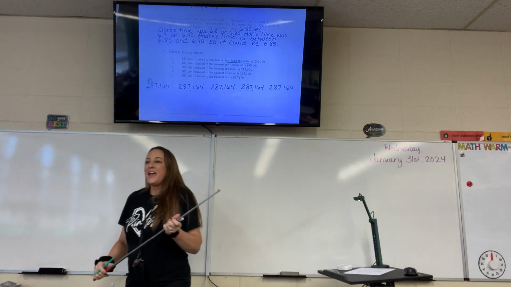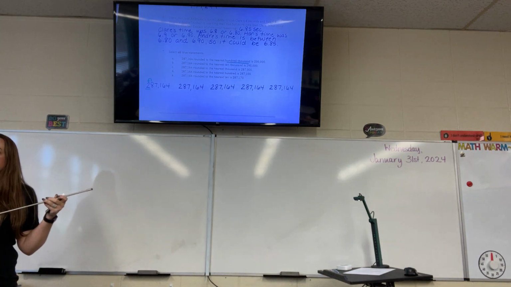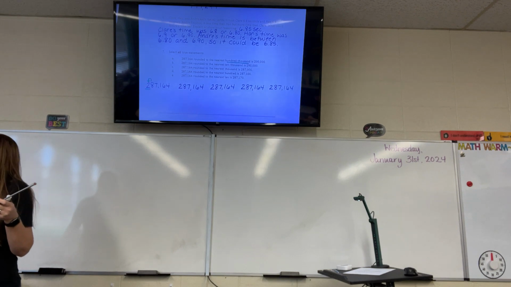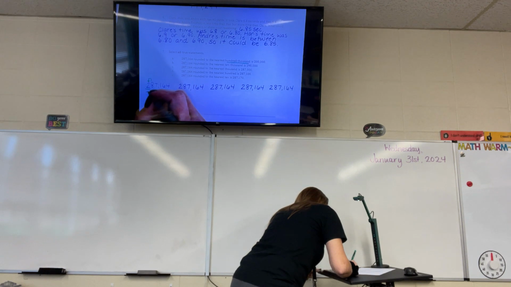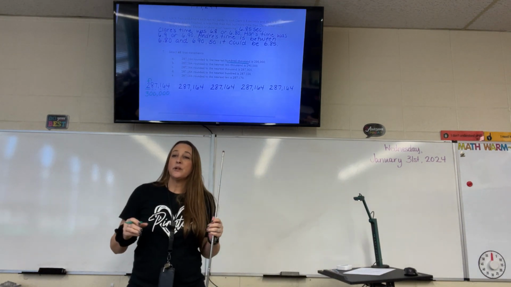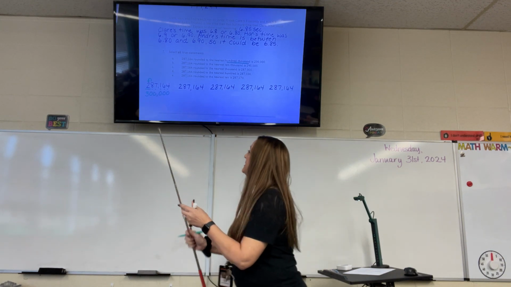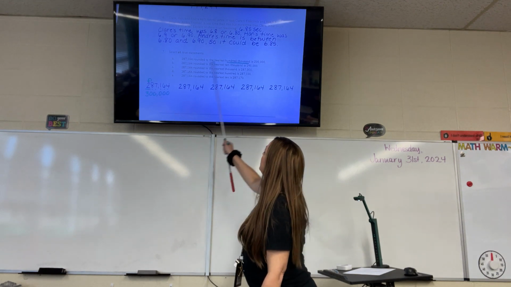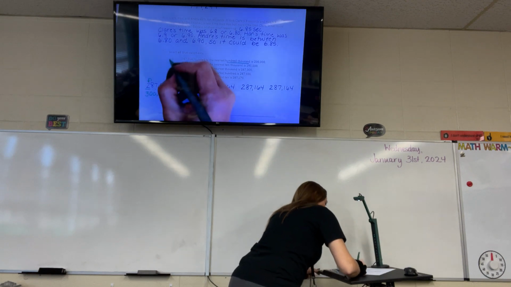What does a boss of 8 tell the number to do? Allie? Go up by 1. So what is 1 more than 2? 3. Now I'm going to put dots under these 5 numbers because all 5 of them turn into zeros. So that means 287,164 rounded to the nearest 100,000 equals 300,000. Is that what it says it equals? No. So that one is wrong.